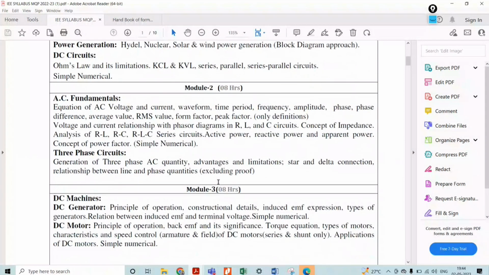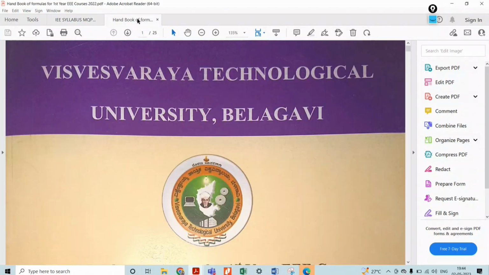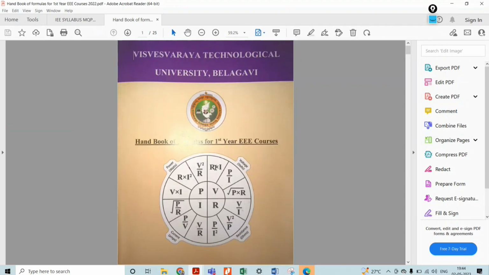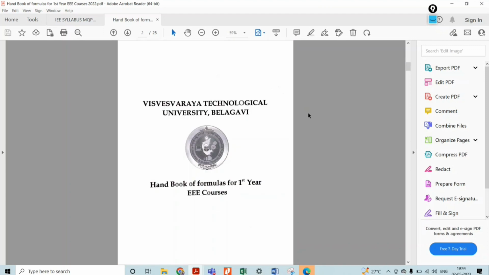Now we can concentrate on the data handbook. Listen to me carefully. Once my explanation is completed, if you still have any doubt, you can ask me. Here, this data handbook I have mentioned, you can go through it once, and mute yourself.